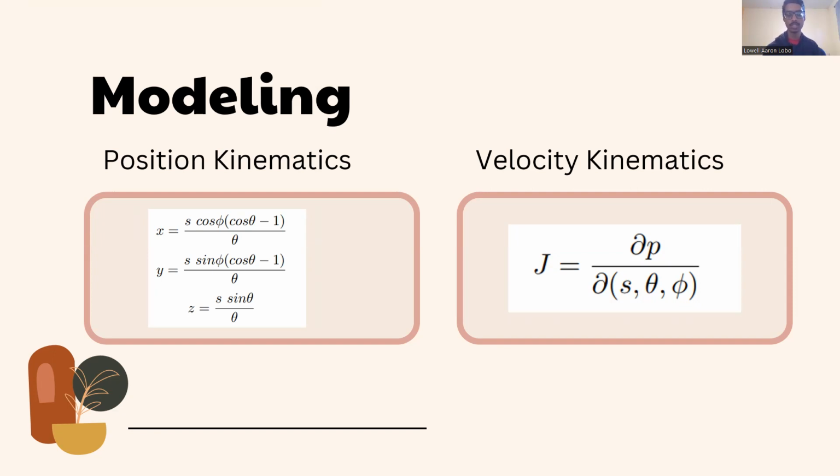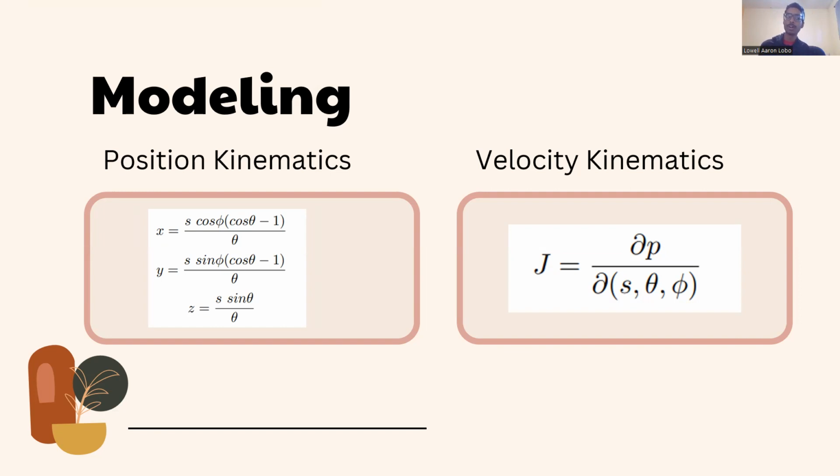Over here in the equation, you see the values of x, y, and z written in relation to the robot parameters s, which is the arc length, phi, the rotation angle with respect to the x-axis, and theta, which is the elevation angle of the end effector. Now we have the position kinematics of the end effector position. From this, we can get the velocity kinematics.